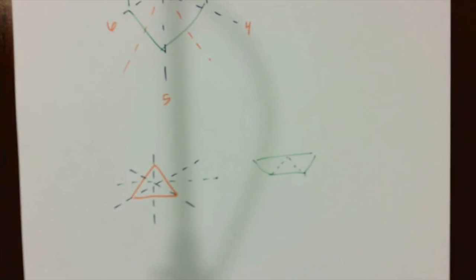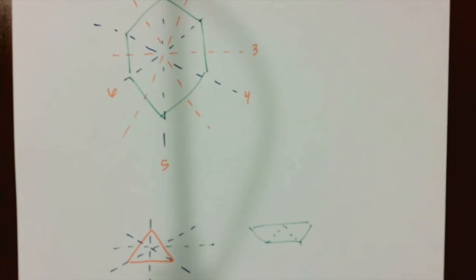So remember, an axis of symmetry splits something into two equal halves. And we can rotate around and reflect around an axis of symmetry.